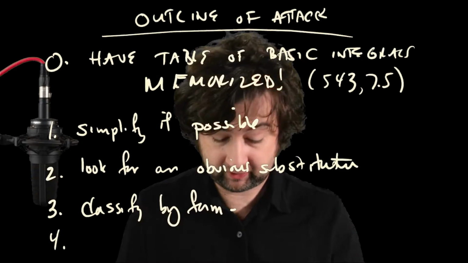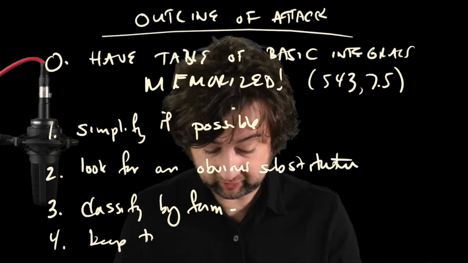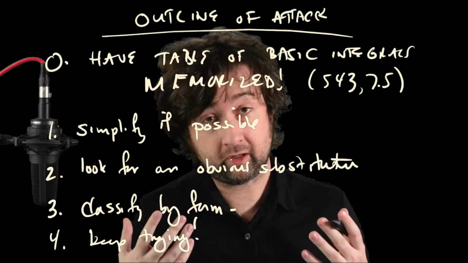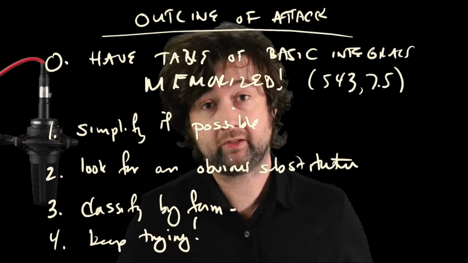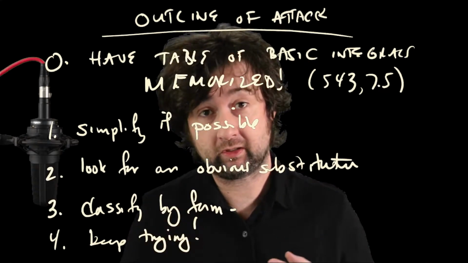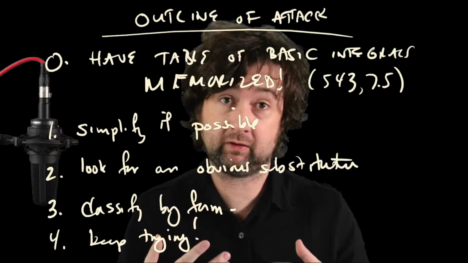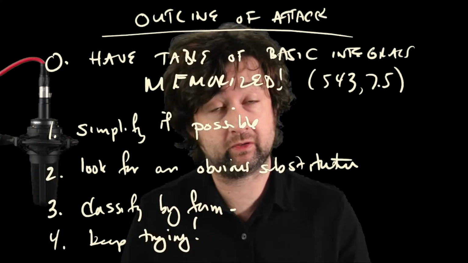Finally, step 4 is keep trying. Just because one technique doesn't work doesn't mean that there aren't others that will. It's also possible that you might have to use more than one technique as you're going. A U substitution might change a problem into something where you can use an inverse trig function, for example.